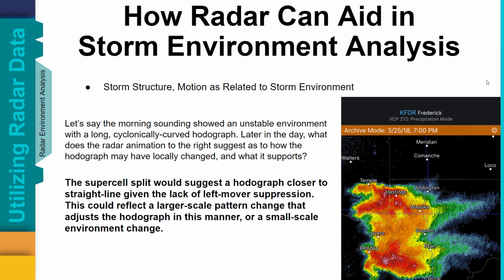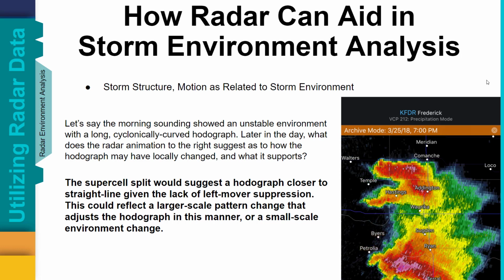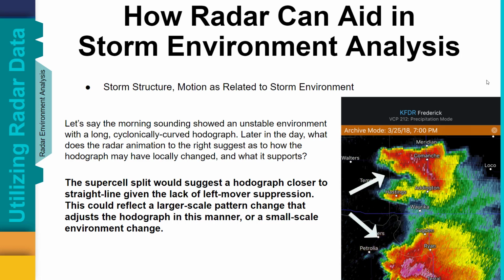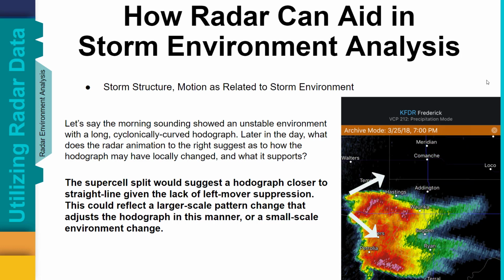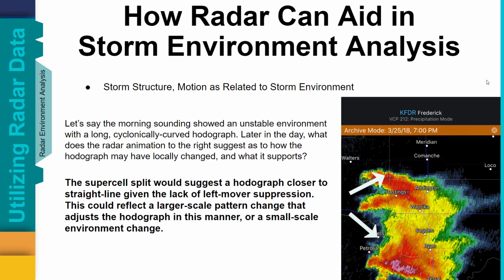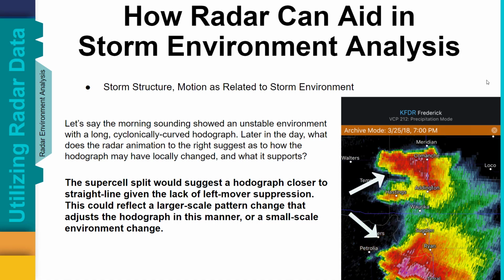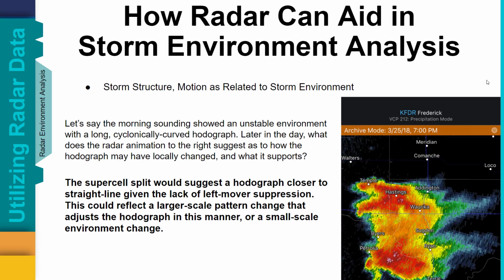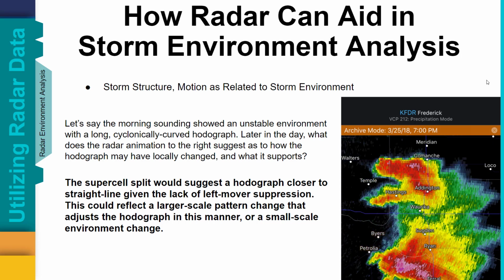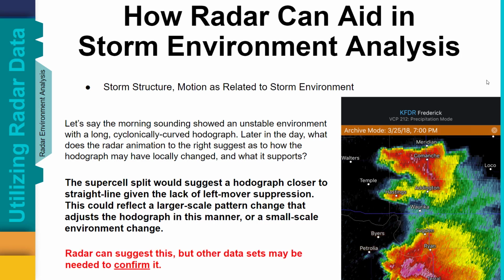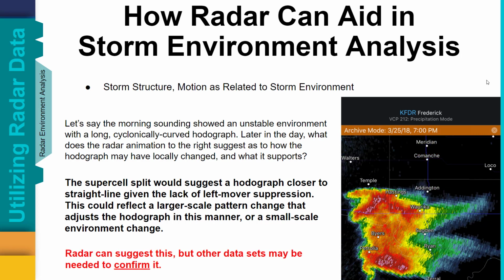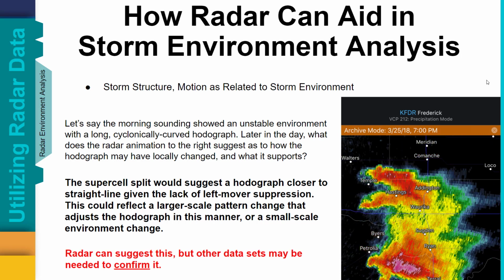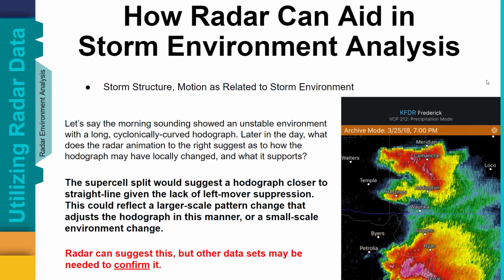Note the supercell split with equal left-moving and right-moving storms. It would suggest a hodograph closer to straight line given the lack of left mover suppression. This could reflect a larger scale pattern change that adjusts the hodograph in this manner, or a small scale environment change. Radar can suggest this, but other data sets may be needed to confirm it.